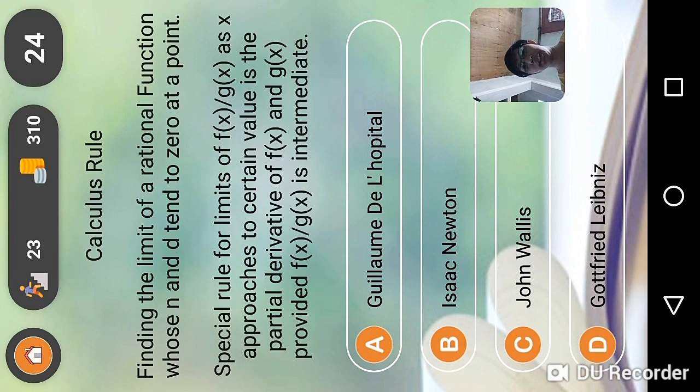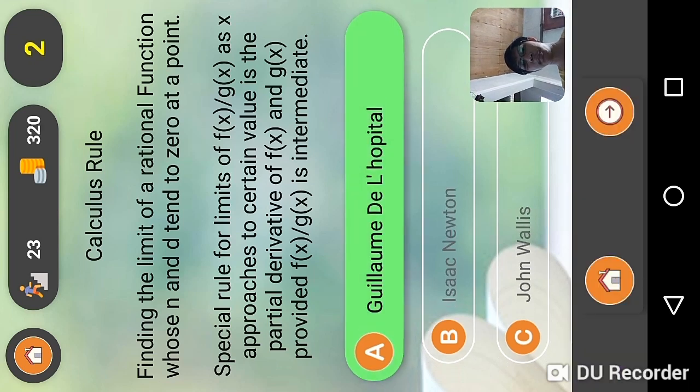Calculus rule, finding the limit of a rational function whose numerator and denominator tend to 0 at a point. Special rule for limits of f(x) over g(x) as x approaches a certain value is the partial derivative of f(x) and g(x) provided f(x)/g(x) is indeterminate. L'Hopital.